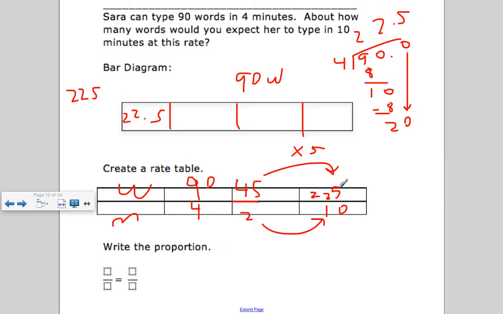225. Again, we have a bar diagram, and we have a table. Maybe you prefer writing it as a proportion. So label it: words, minutes. It's 90 words, 4 minutes. That's supposed to be M. So 10. Can 4 minutes go to 10 minutes? No, we have to simplify this. That's where we get 45 over 2 times 5, and that's where you get the 225 words in 10 minutes.